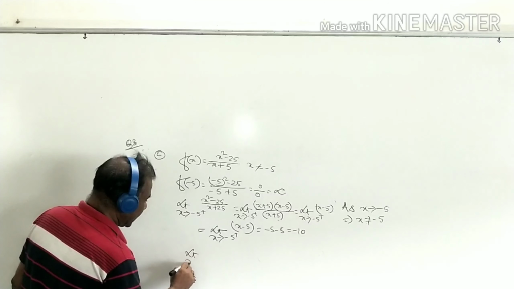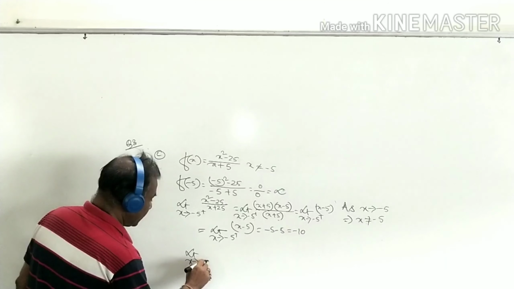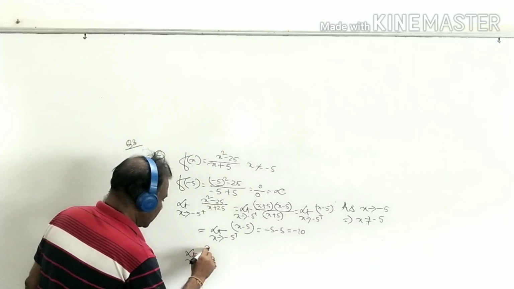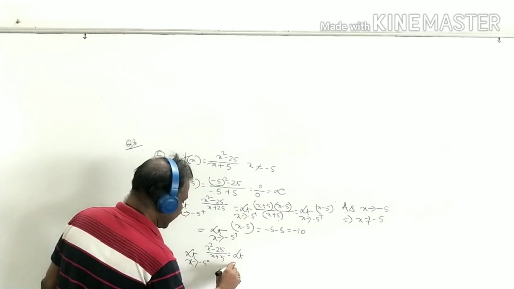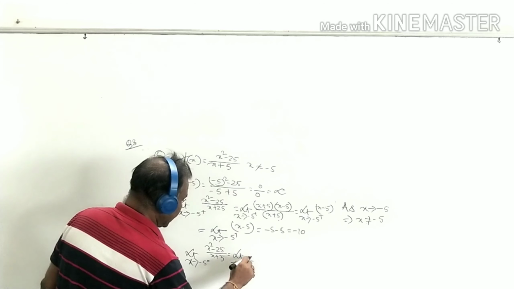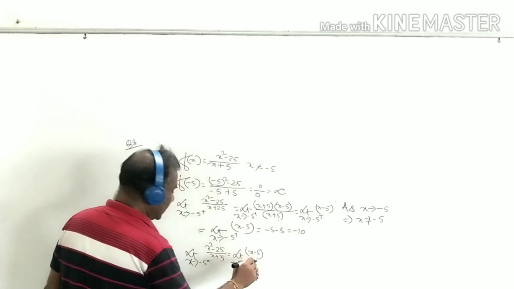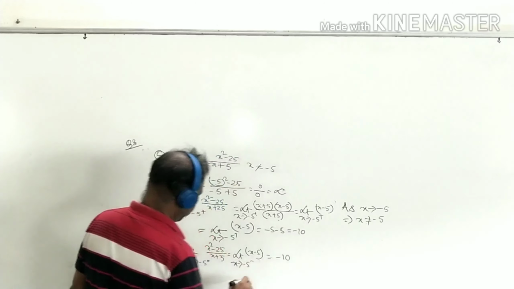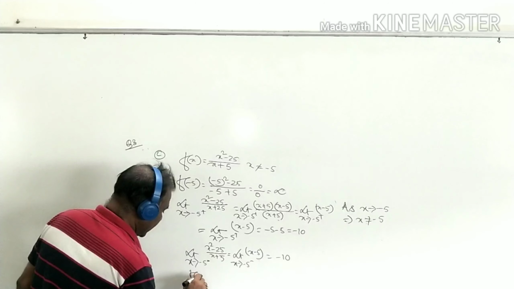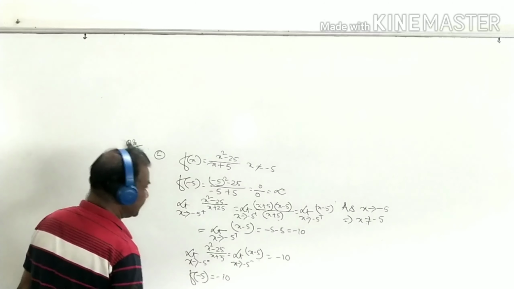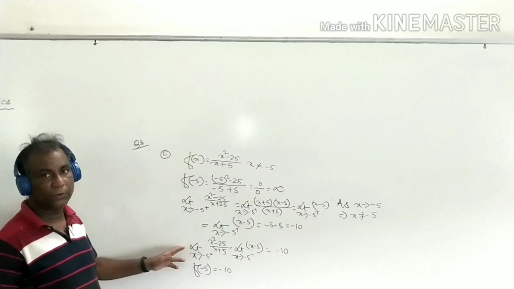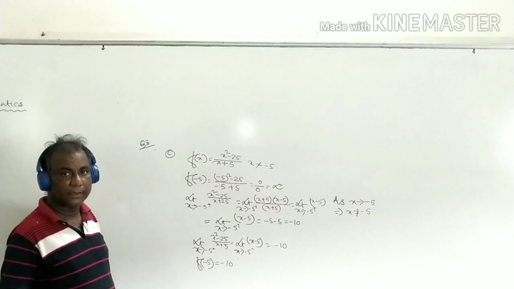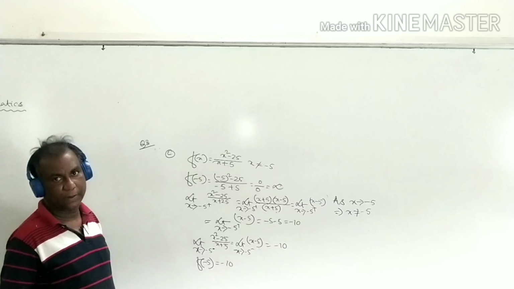What will be the left hand limit? x tends to minus 5 minus, so it will be x square minus 25 by x plus 5, which equals limit x tends to minus 5 minus of x minus 5, which equals minus 10, and f(minus 5) by the given definition is also minus 10. Hence, once again we can see that right hand limit equals left hand limit equals functional value. That's why it is a continuous function.